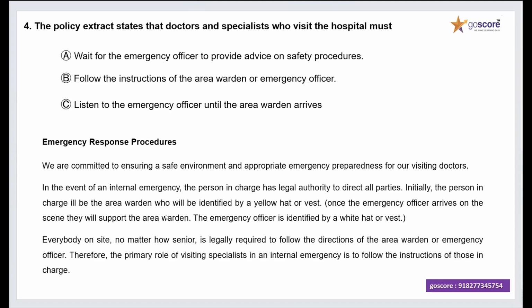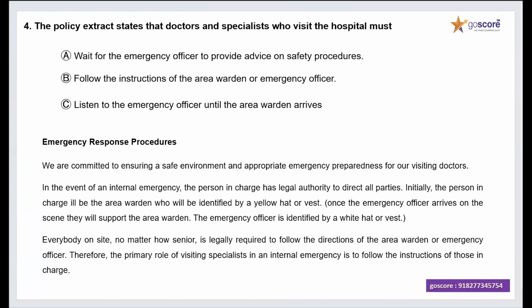You can follow either the area wardens or emergency officer who are all present. They can follow that. Otherwise, the next option says listen to the emergency officer until the area warden arrives. Until the area warden arrives, you can listen to the emergency officer, and after that, no need to listen. Okay, that is option C.